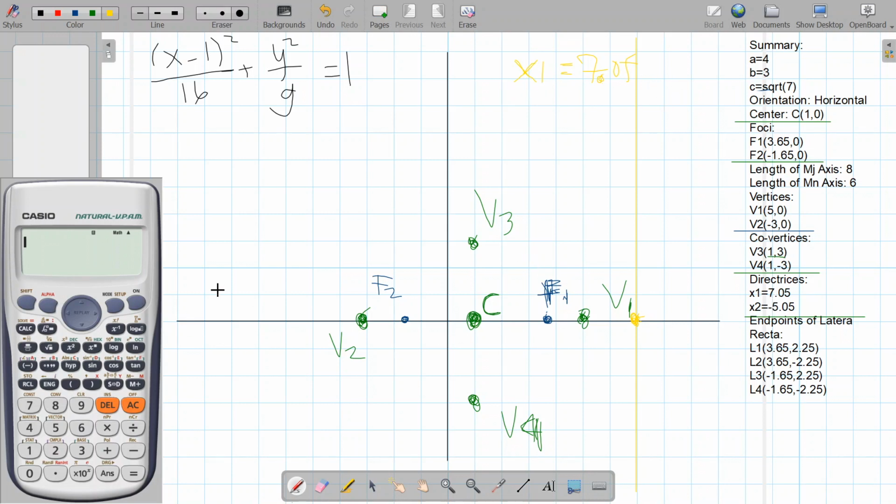Okay, so for the second one, we have negative 5.05. So 1, 2, 3, 4, 5. Okay, so it's somewhere here. Okay, so let's try to draw. Okay, so this is again x sub 2 equals negative 5.05. Okay, so we have now the directrices. Okay, sorry, it's 7.05.